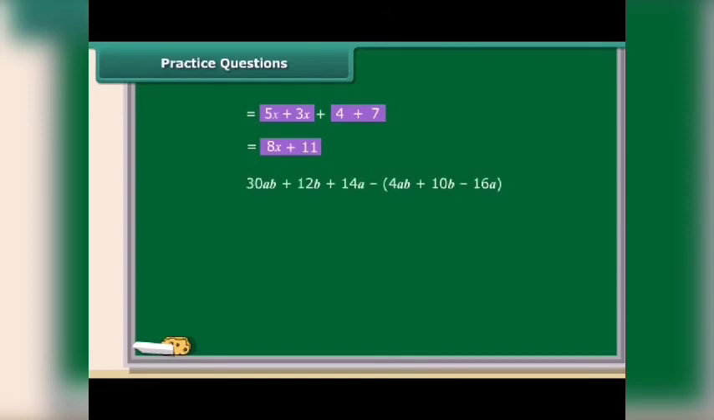Now, the question is to subtract 4ab plus 10b minus 16a from 30ab plus 12b plus 14a. We have to use the same criteria as we have used for the addition. Bring the like terms together, taking into consideration the sign of the terms. So on rearranging, we get 26ab plus 2b plus 30a.